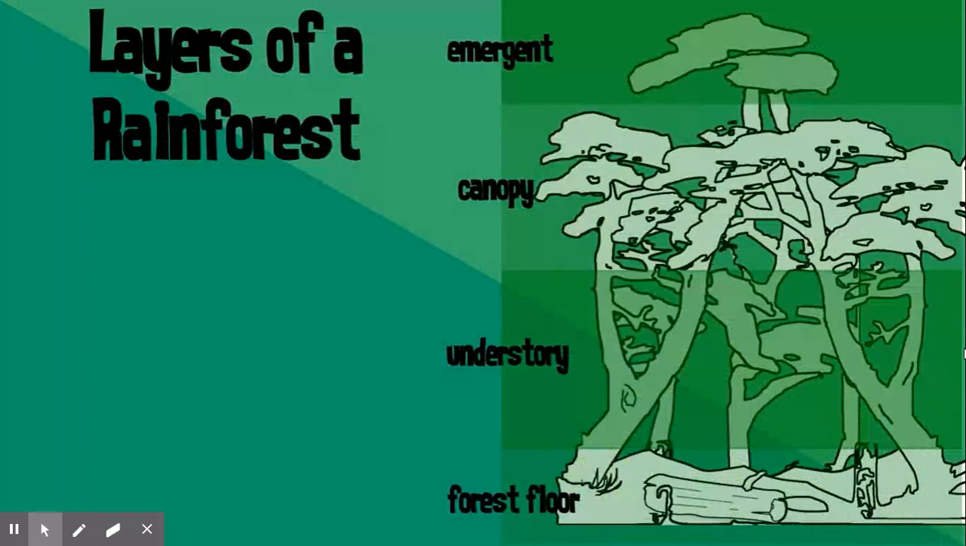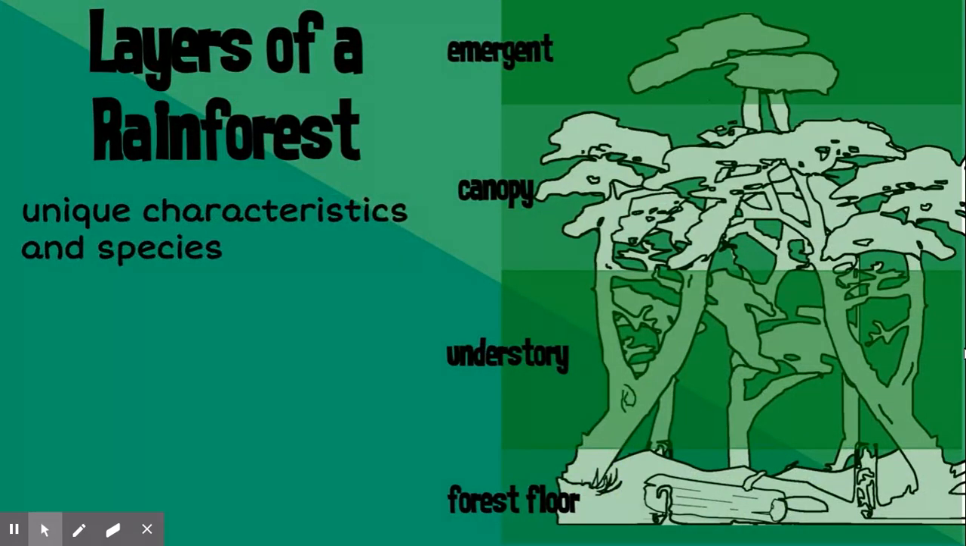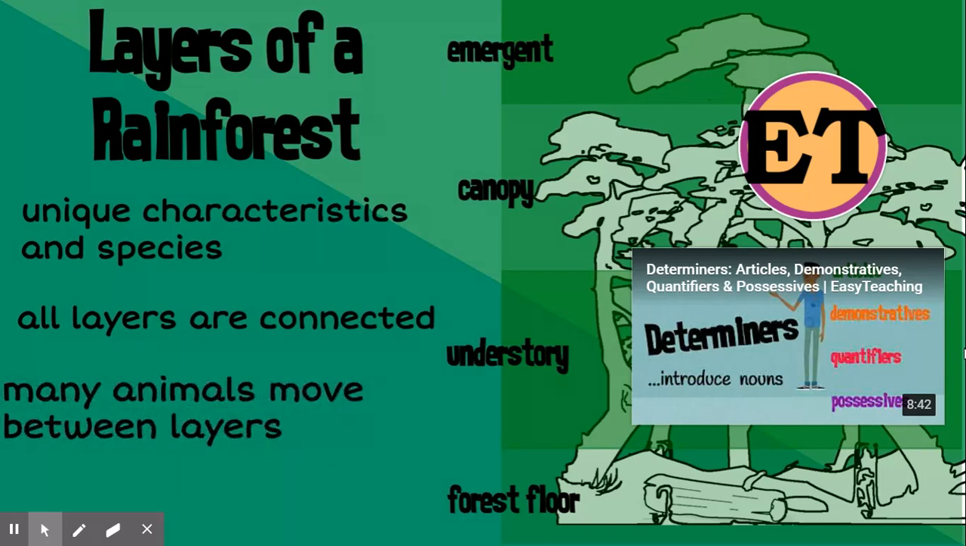While each layer has unique characteristics and species, it's important to remember that they're all connected in a number of ways. Each layer influences the others. Many animals move between the layers.